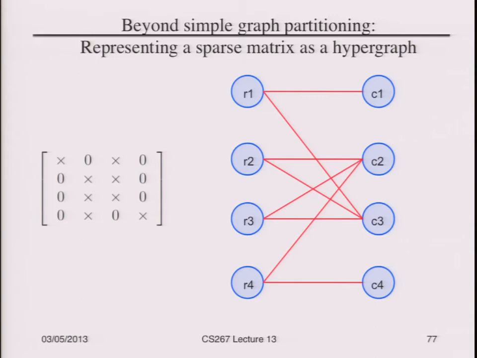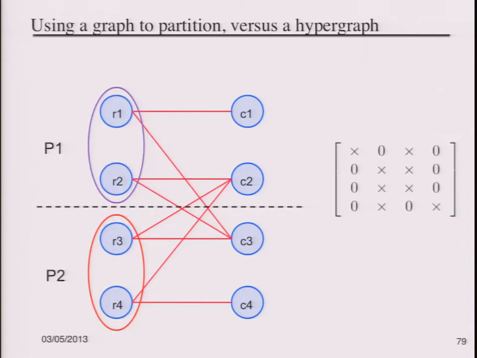So let's see why this hypergraph does a better job of counting communication than a regular graph partition. Let's suppose that I want to partition my problem this way. I have two processors. Processor 1 gets the first 2 rows, processor 2 gets the second 2, and I want to do sparse matrix vector multiply. And so I want to count how much I have to communicate between processor 1 and processor 2. Let me count the number of edges that go from one to the other. How many red edges go from processor 1 to processor 2? The answer is 1, 2, 3, 4. So it's telling me that I have 4 edge cuts.